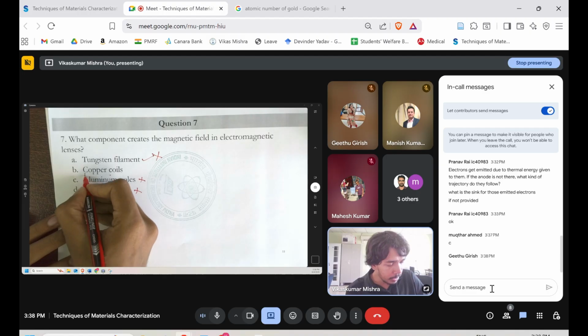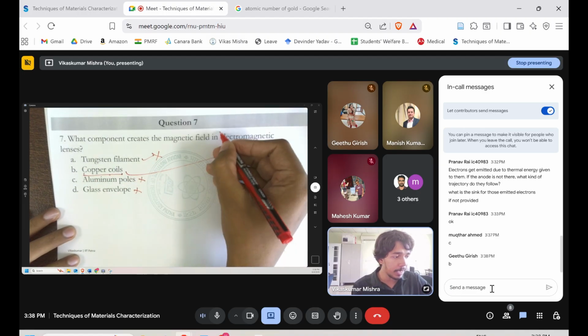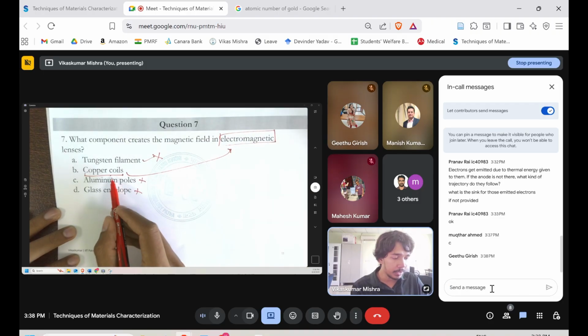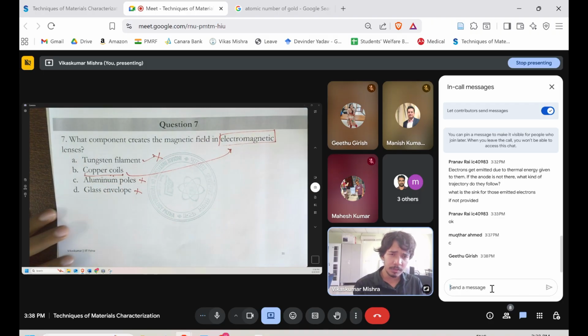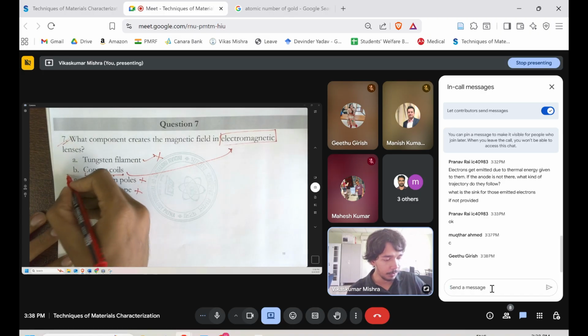And this is the component we are using in the electromagnetic lens. The entire electromagnetic lens comprises copper coils. We have a set of copper coils, and a current of around 0 to 1 ampere is passing through them. With that, we are able to generate this electromagnetic field. Okay, very good. So option B is the right answer.